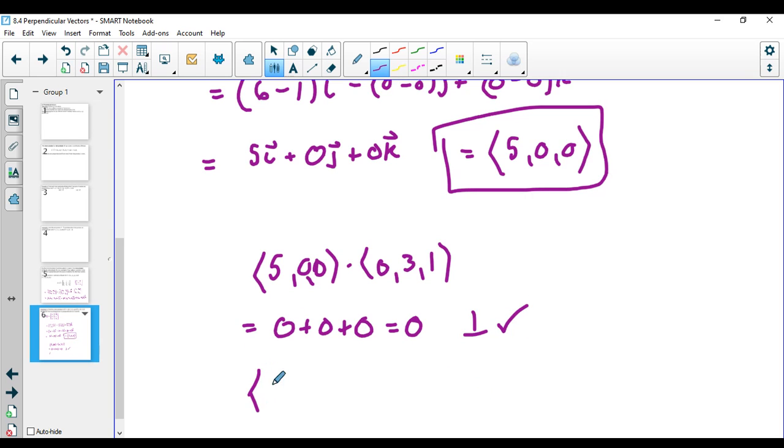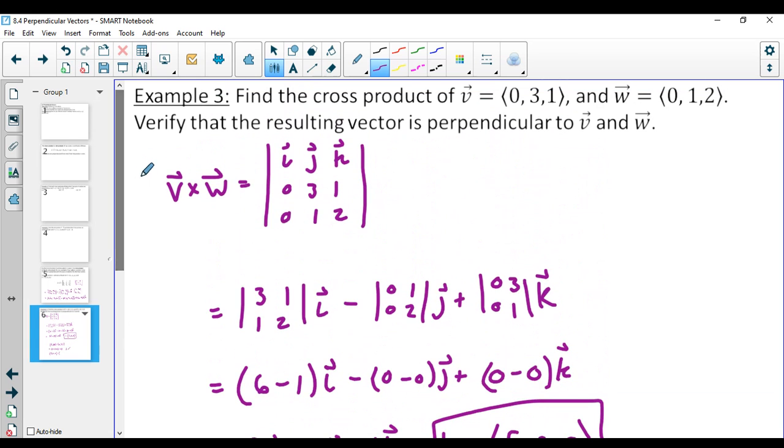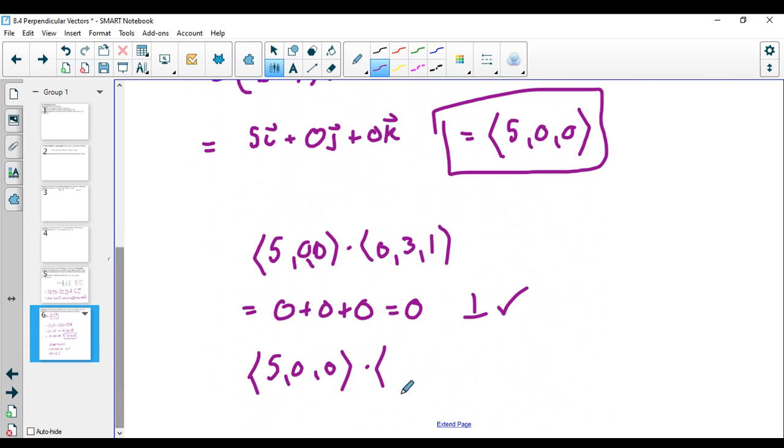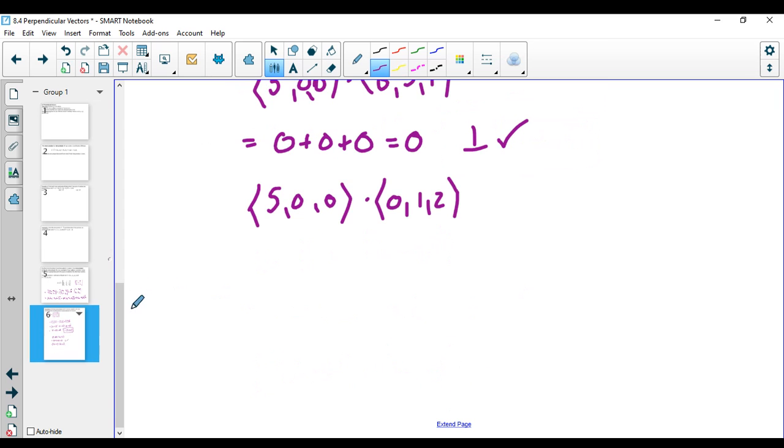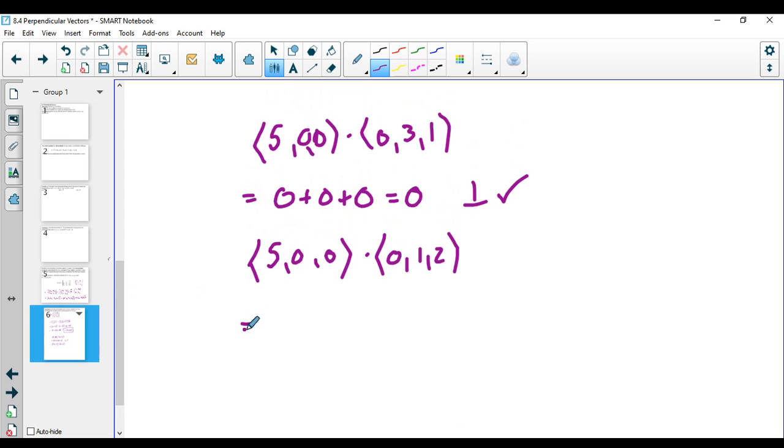And then the other one to do, if we take the dot product of 5, 0, 0 and the other vector, which was 0, 1, 2, then we get 5 times 0, which is 0, plus 0 times 1, which is 0, plus 0 times 2, which is 0, which equals 0, which again means it's perpendicular.